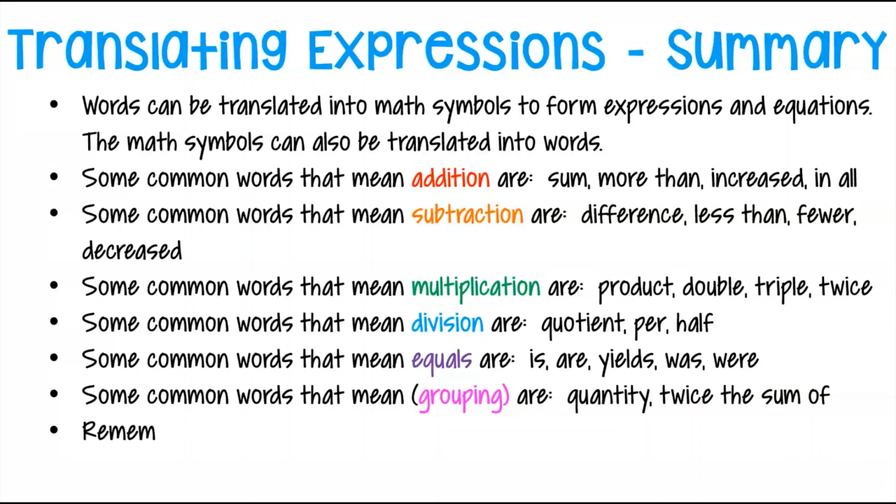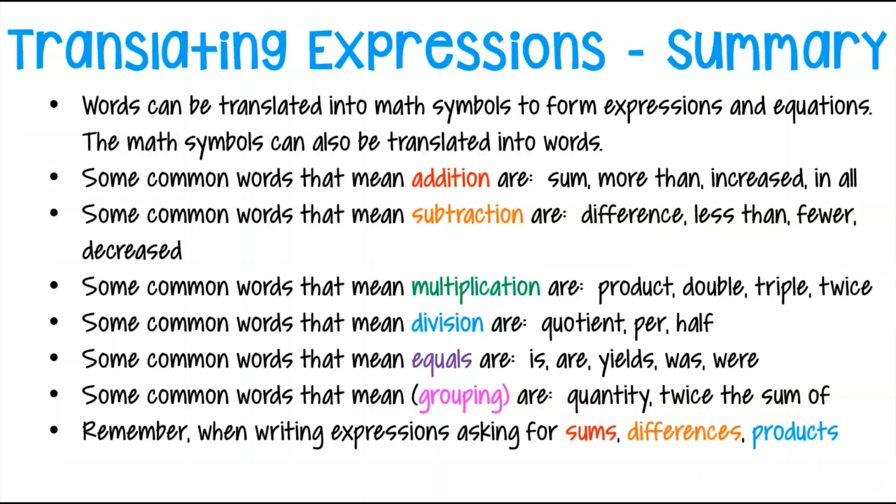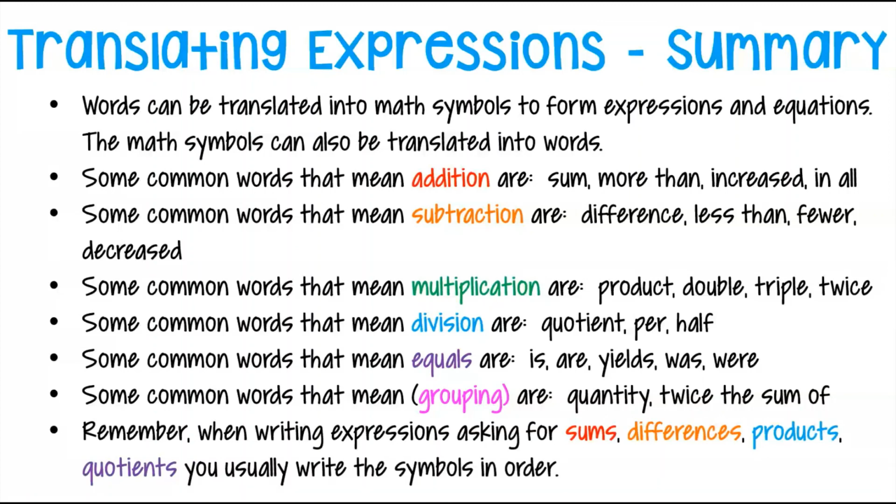And remember that when writing expressions, asking for things like sums, differences, products, or quotients, you usually write the symbols in the order that you see them in the verbal expression. But products and sums can sometimes be written in a different order because of the commutative property, allowing us to move them back and forth.